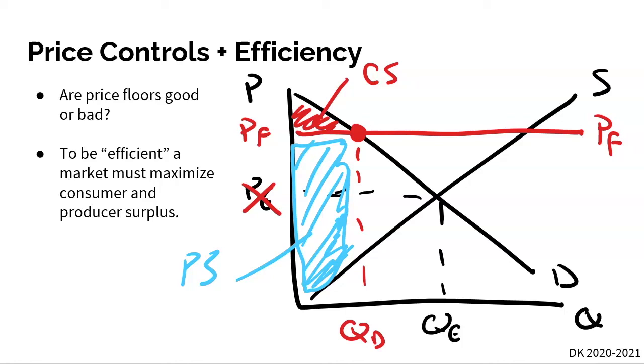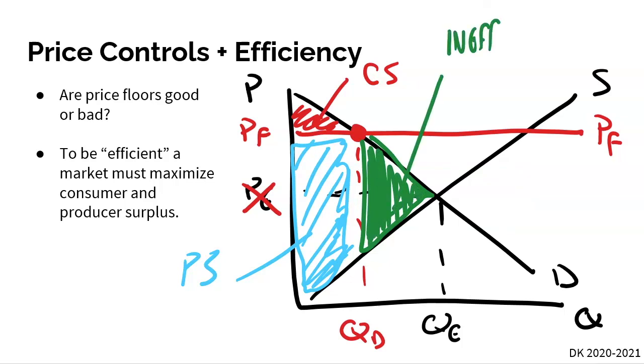So where on this graph is the inefficiency? Well, the inefficiency is this triangle in green right here, all the way out to equilibrium. So this represents the area of inefficiency. Or we're also going to call it deadweight loss.